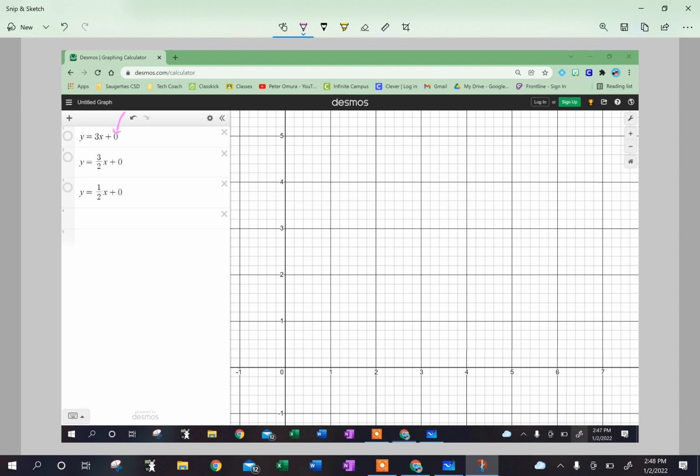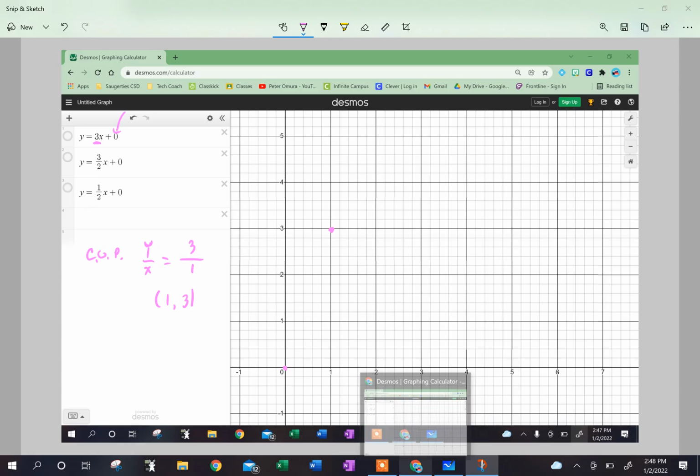This 0 is super important. It means we're starting at 0. And this 3 is our constant of proportionality, which means it's really our unit rate. When we have y over x, it means I'm going to go up 3 and over 1. So that means our very first point should be 1, 3, which is right there.